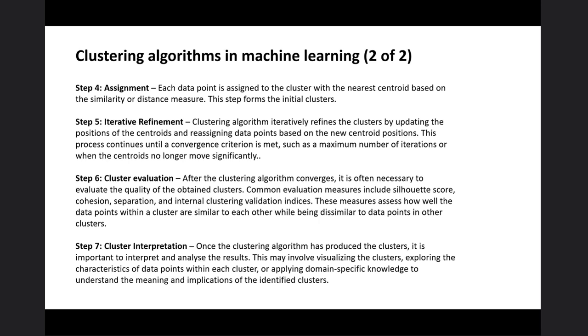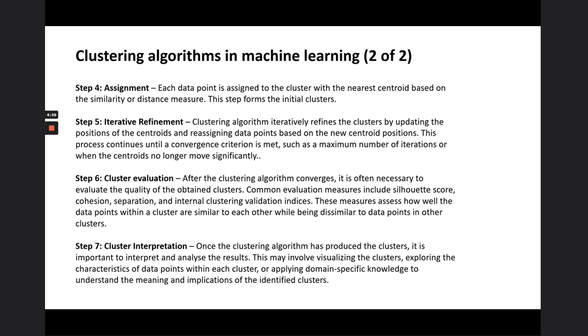Next is the cluster evaluation. Since the cluster has been formed and has matured, you would like to evaluate the quality of the obtained clusters. Some of the evaluation methods are measurement of the Silhouette score, cohesion, separation, and internal clustering validation indices. These are some of the ways you can measure it. These measures assess how well the data points within the cluster are similar to each other while being dissimilar to the data points in another cluster. So the clusters should not be coinciding, they should be separate.